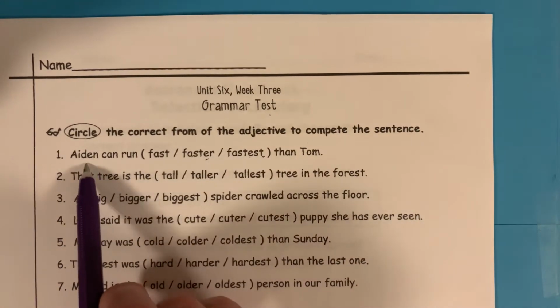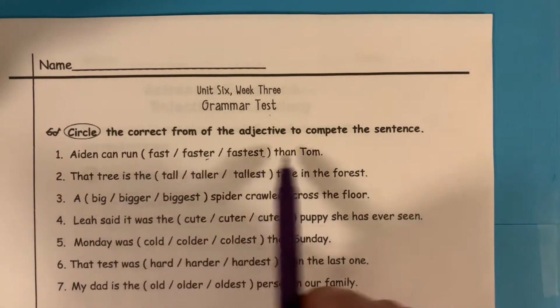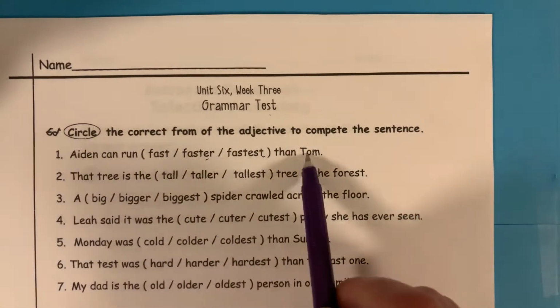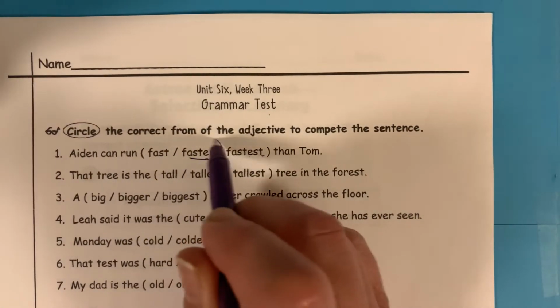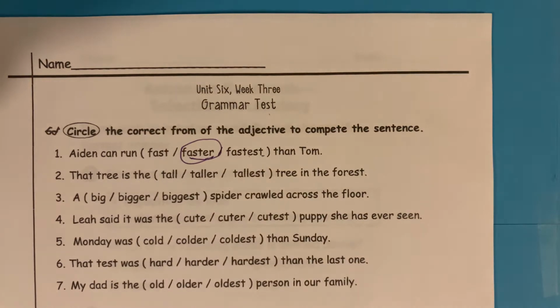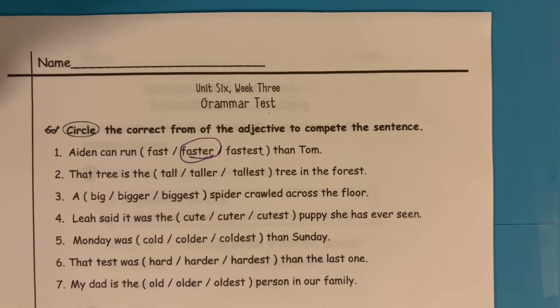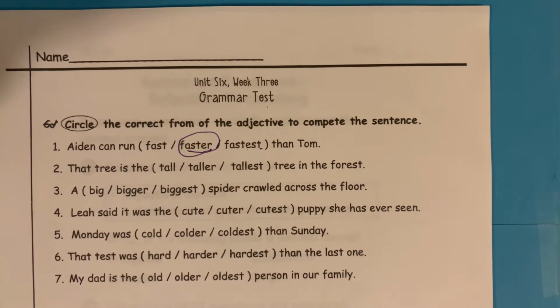So number 1, Aiden can run faster than Tom. So we're comparing just 2 people. So that would be the er, faster. If it said more than 2 people, then you would say est, fastest.